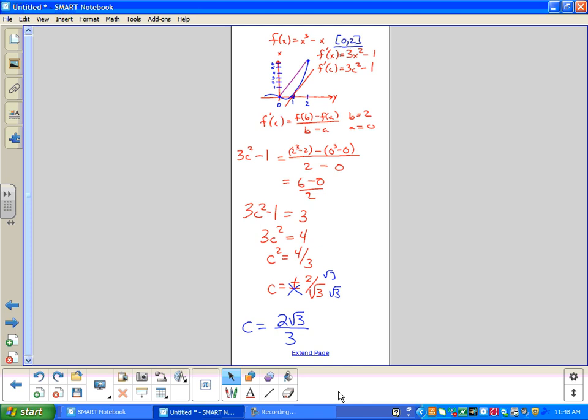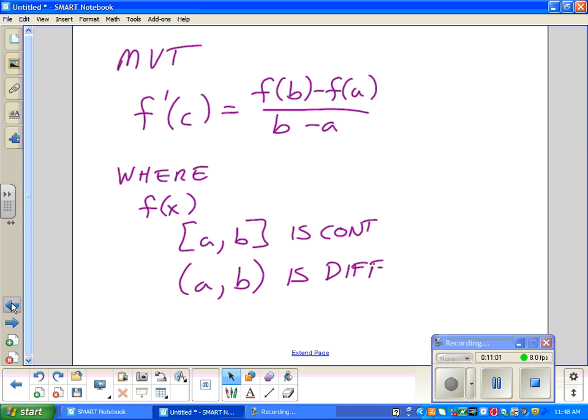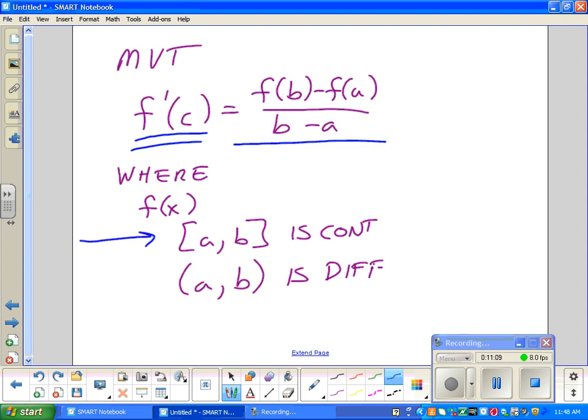Catch the next video, which shows more examples. And again, the big thing is, remember, the instantaneous rate of change is equal to the average rate of change when the function is continuous on the closed interval and differentiable on the open interval. Keep practicing.